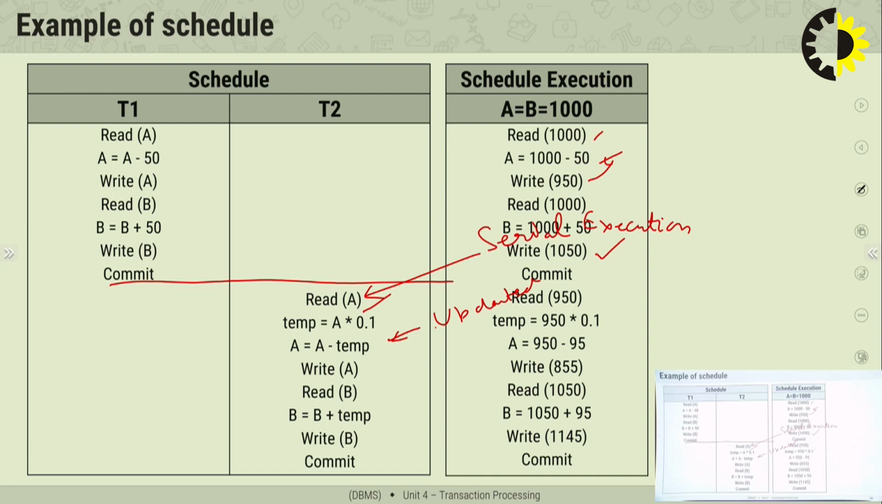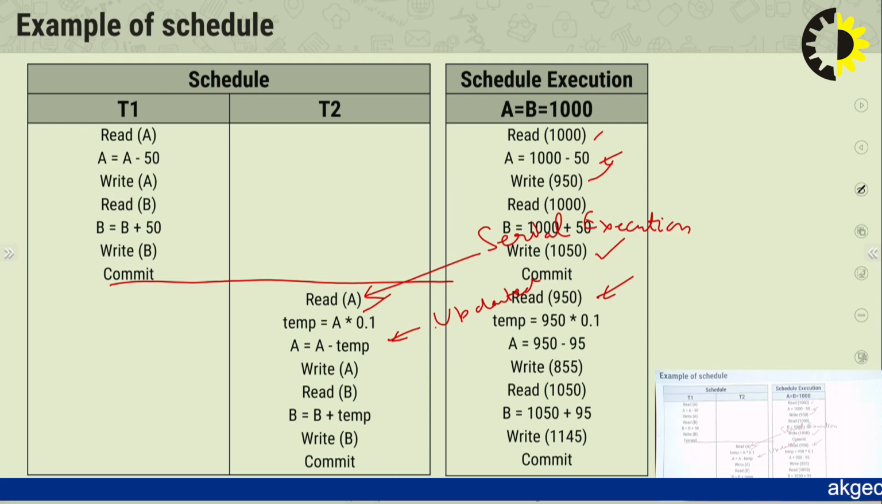So the transaction T2 will be reading what value? 950 and 1050. Here the value of A is read as 950. Then the value of temp is 950 into 0.1, that is A equals 950 minus 95. Now the final value of A becomes 855. Thereafter B is read.